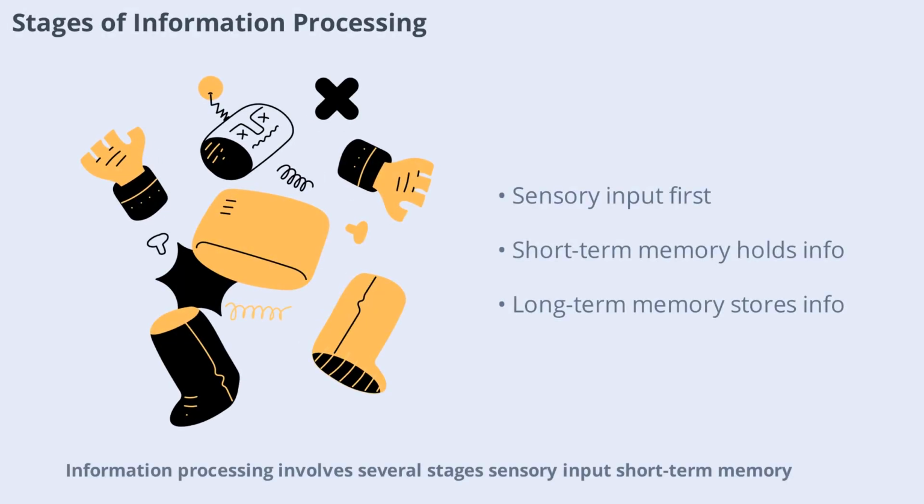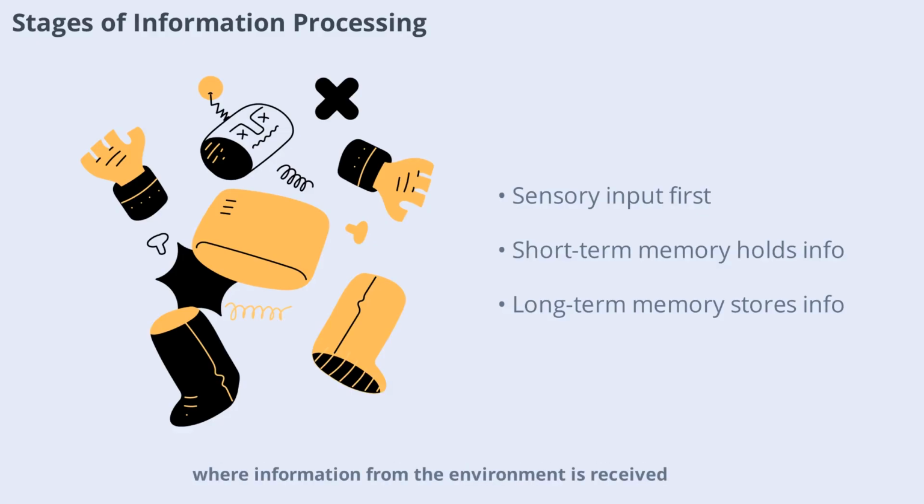Information processing involves several stages: sensory input, short-term memory, and long-term memory. Sensory input is the initial stage where information from the environment is received. Short-term memory temporarily holds this information, while long-term memory stores it for future use. Effective cognitive development relies on the smooth functioning of these stages.